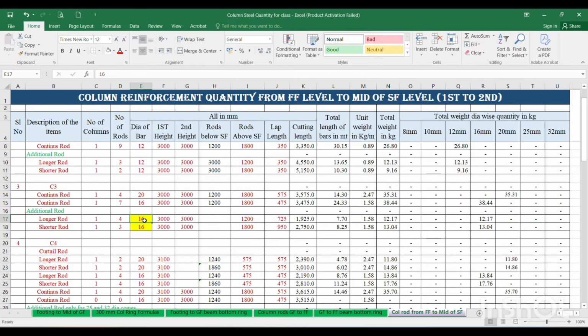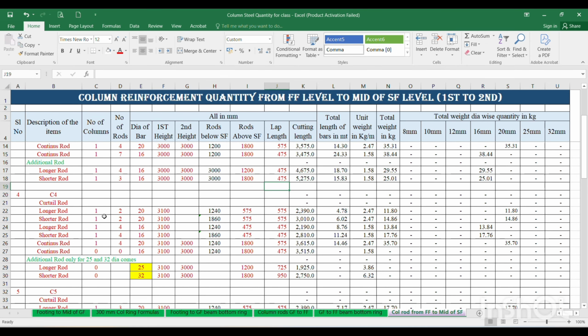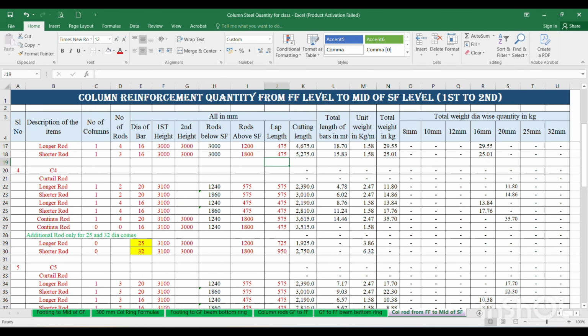I am changing this cell color to white, and this is the second floor height, and the rod below the second floor is the first floor height, and this is also the first floor height. The rod above the second floor is 0.4 times and 0.6 times, and the lap length as per the 16 dia is 475. It will go below the second floor. C3 is over. Now we are going to C4.